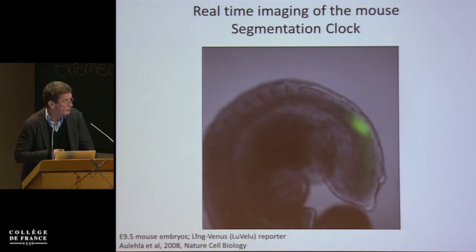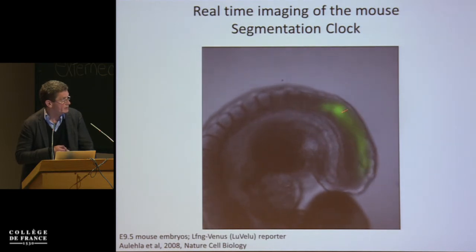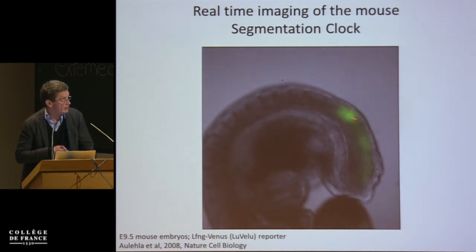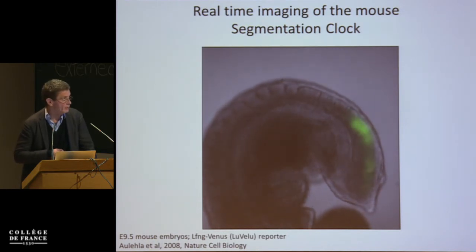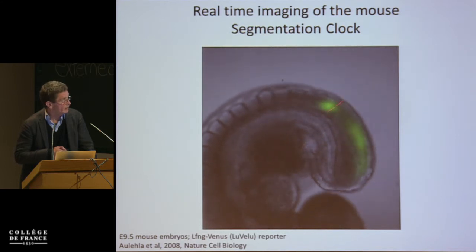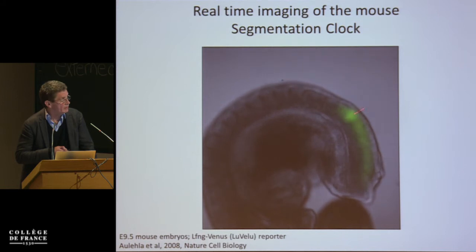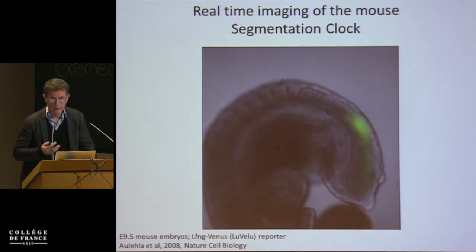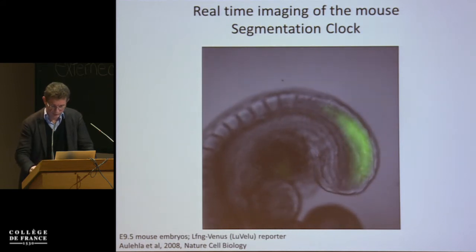So what you can note here on this movie is, one, that what you're visualizing is the expression of a Notch target. So you're looking at the dynamic behavior of Notch, and you can see how tightly coordinated this is. And second, what you should also note is that this process terminates by the production of a stripe. And so this stripe is thought to be the pre-pattern, the genetic pre-pattern on which the future segment is going to be formed.